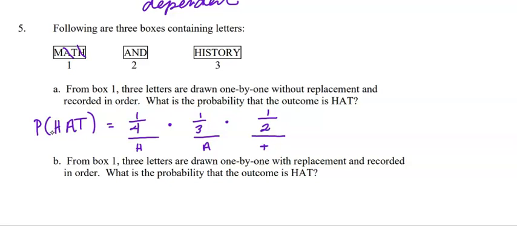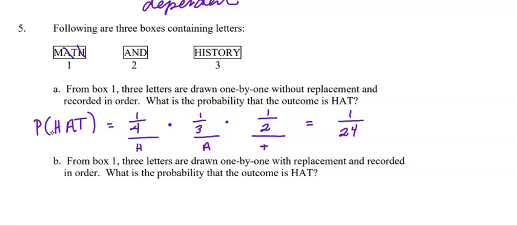So to find the probability of getting an H, then an A, then a T, you're going to multiply the 3 probabilities together. 1 times 1 times 1 on top is 1. 4 times 3 is 12, times 2 gives me 24. So we have a 1 in 24 chance of getting an H, then an A, then a T.